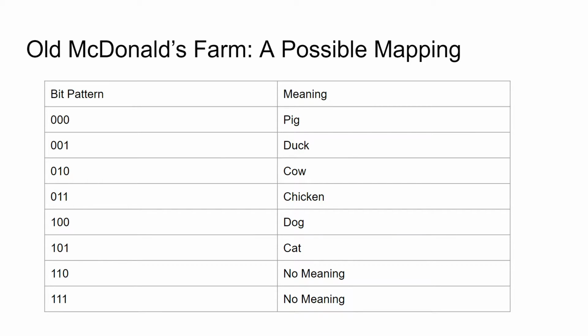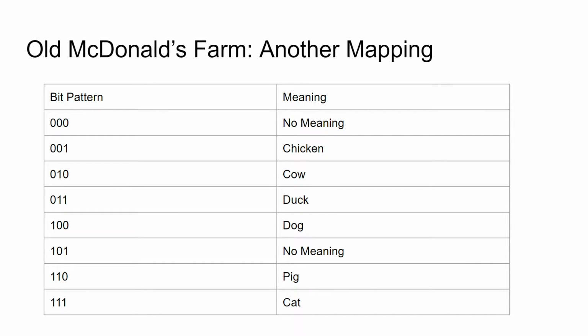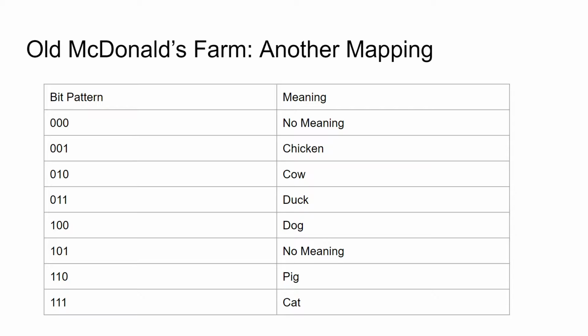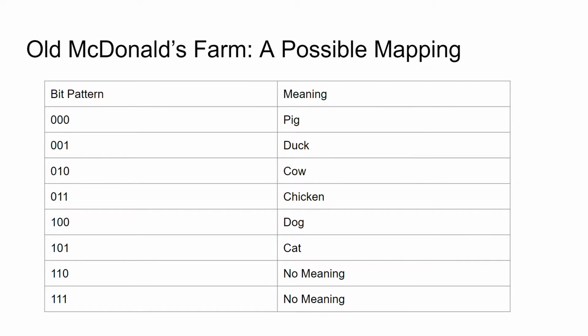Mapping number 1 or mapping number 2? Mapping number 1? Mapping number 2? For those of you that say mapping number 1 is better, why do you say it's better? Okay, so it's continuous. And how does that help you?